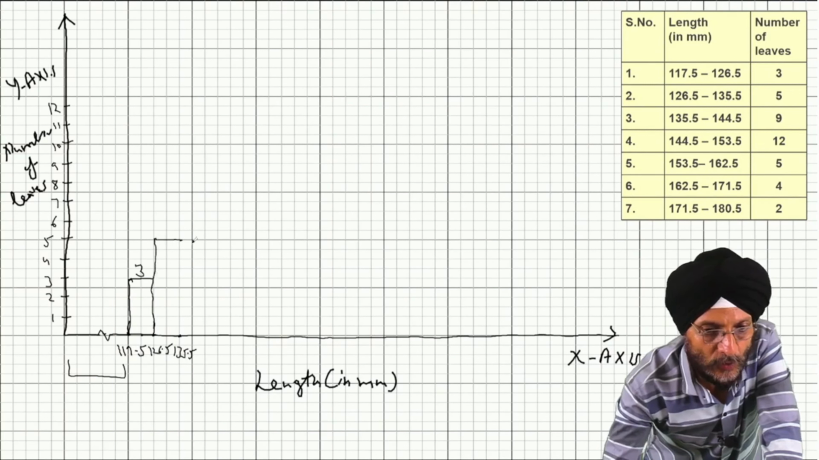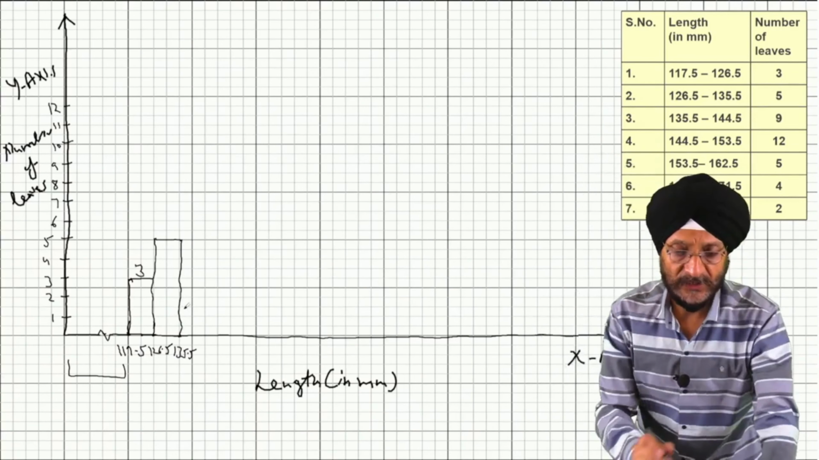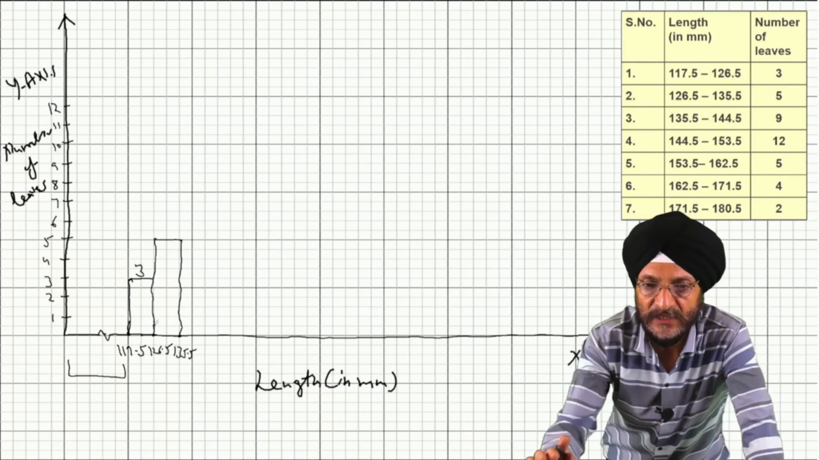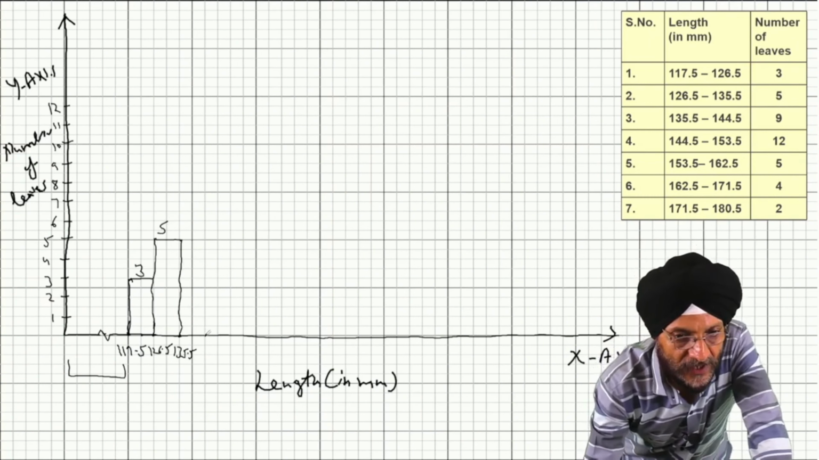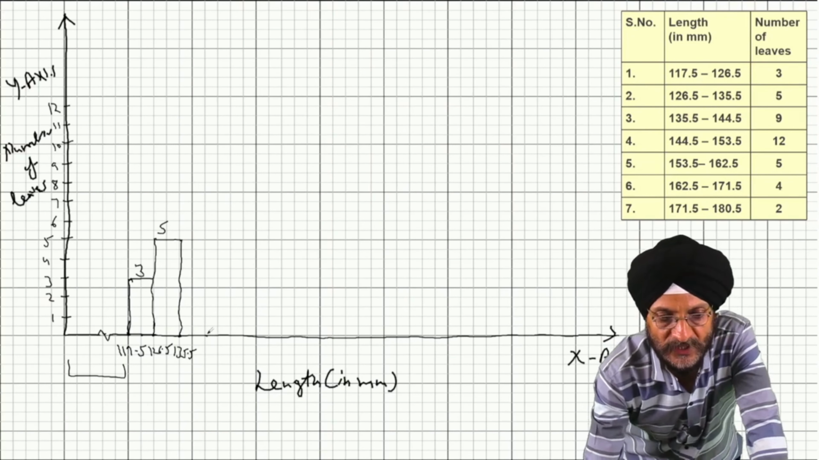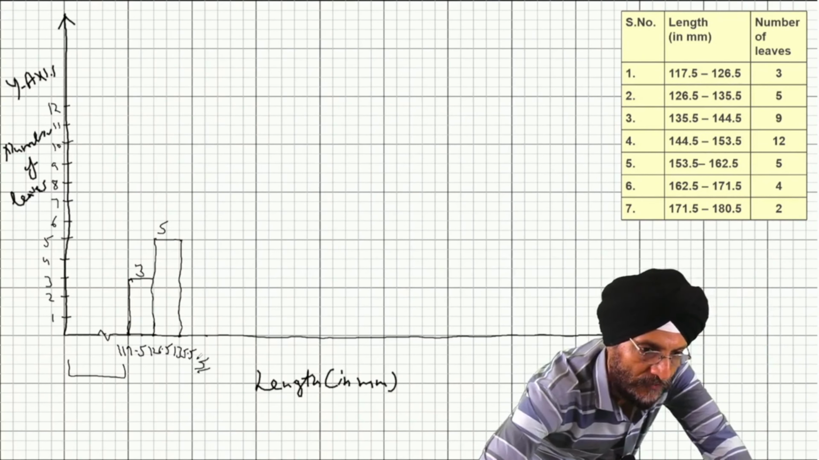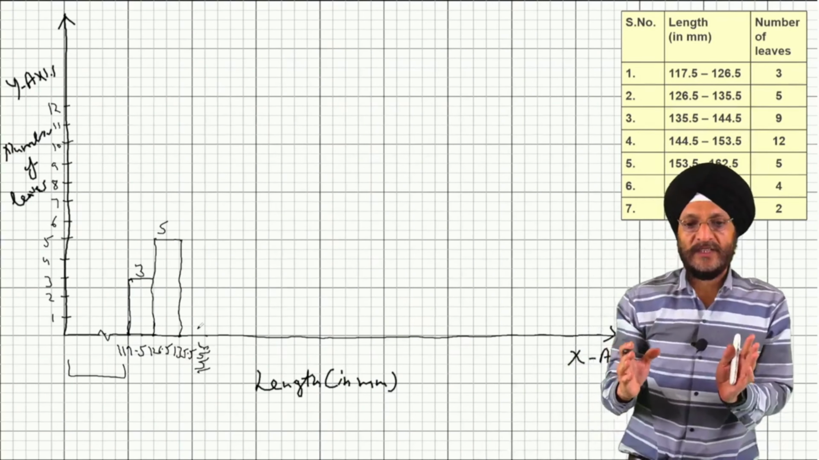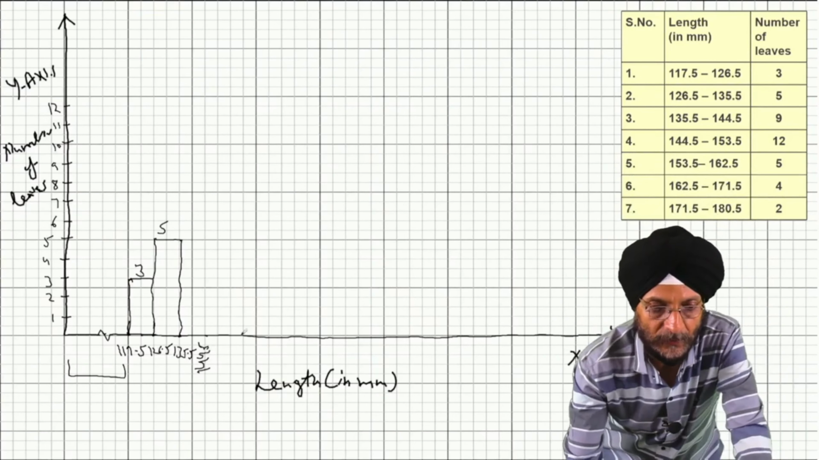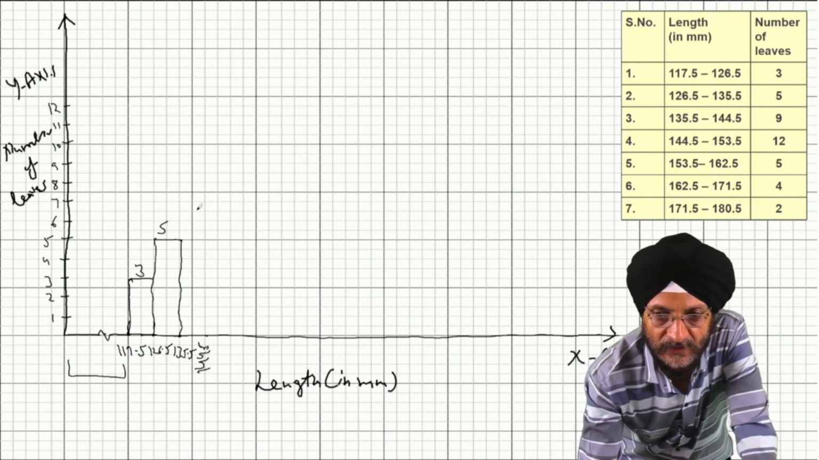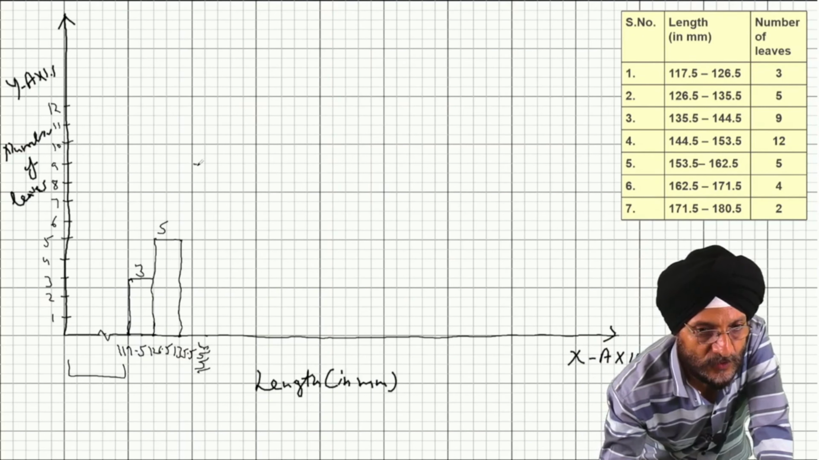You have to connect this. You are not to leave any space between two bars. These are all adjoining because the data is continuous. Here the number of leaves are 5. The next will be 9. Here we have to leave 2 cells so that we can mark 144.5. In the exam, you can rotate the answer sheet and mark it properly, but we cannot do so here. Then it is 9, and 9 comes up to this point.